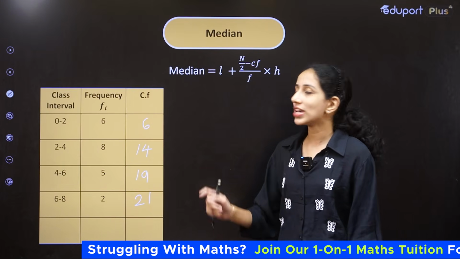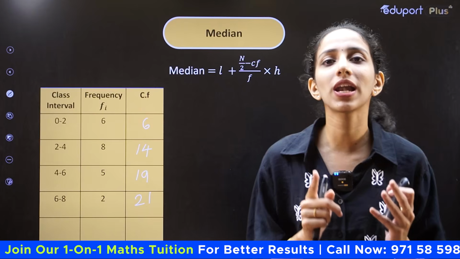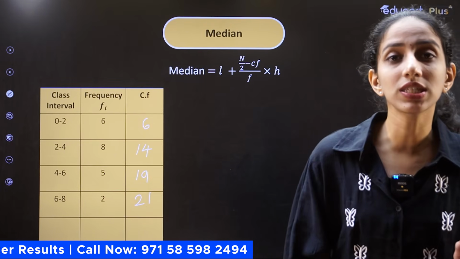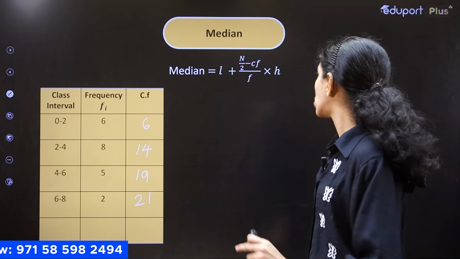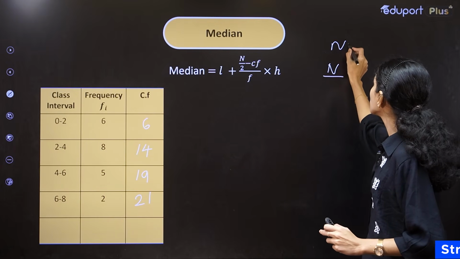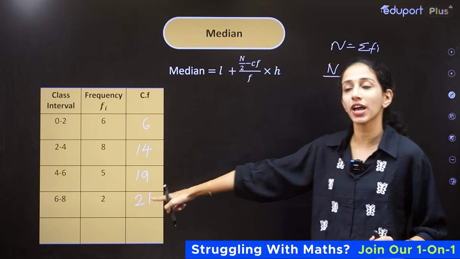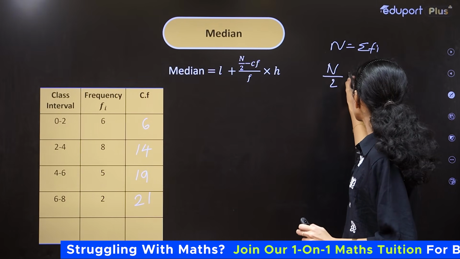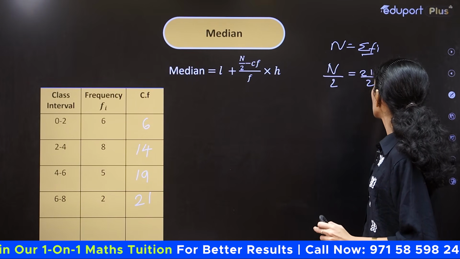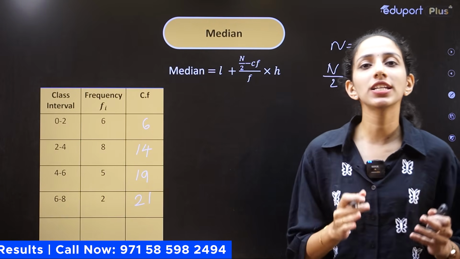So while doing the problem of median, first construct a cumulative frequency table. I think you got it. Then the next step is to find N by 2. First we have N. What is N? N is equal to sigma Fi, and here sigma Fi is 21. So find N by 2, that is 21 by 2, which is 10.5. Next aim is to find the median class.